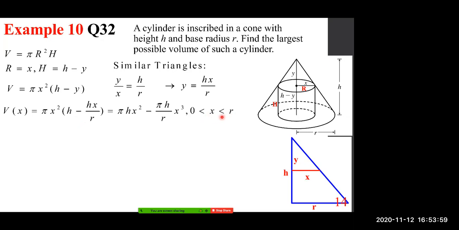Why is that? x is the radius for the cylindrical shape. It can never reach the radius of the cone. But why can't it be 0? Otherwise, there is no cylindrical shape. So it has to be larger than 0, but it can never reach the radius of the cone. So it's between 0 and the fixed value r.